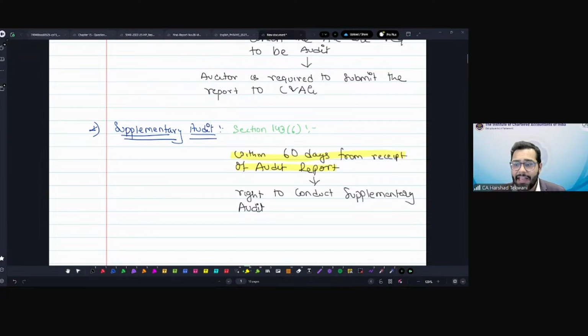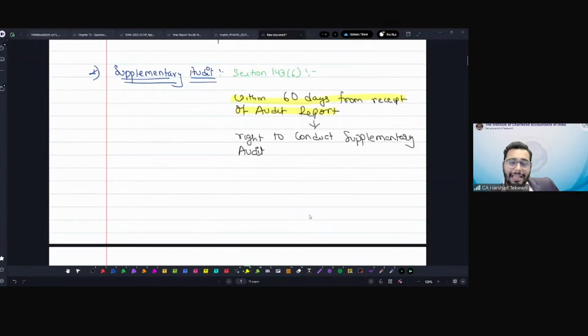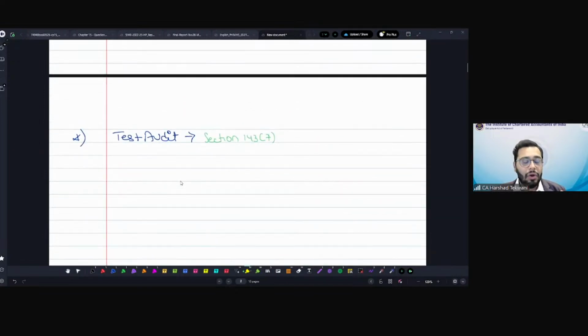But what if C&AG wants to carry out an audit during the year for a specific matter? Is he required to wait till the end of the year, then 60 days and all that stuff? Answer is no. C&AG has authority to carry out the audit, and that's why he can appoint anyone, and that person will carry out the test audit for C&AG. That is the difference between supplementary audit and test audit.